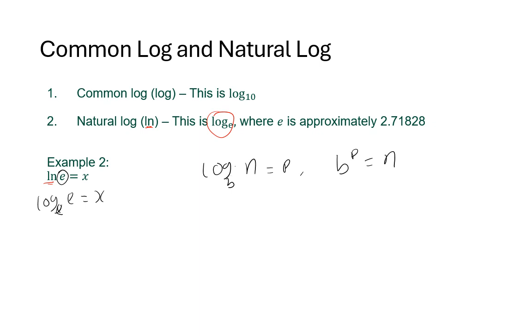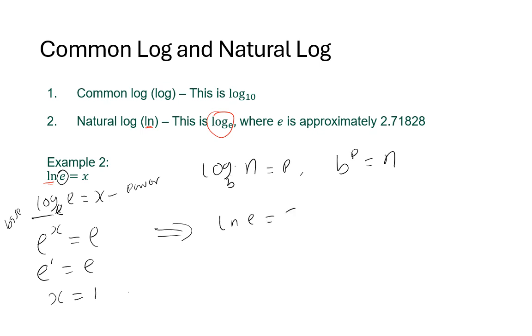So that implies that this e is our base and this x is our power. Then we can write it as e, our base, raised to power x should be equal to e. And if you look at this, e power something is equal to e, that means the only thing you can have is e power 1, that will give you e. So then we can say our x is equal to 1, and this implies that ln of e is equal to 1.